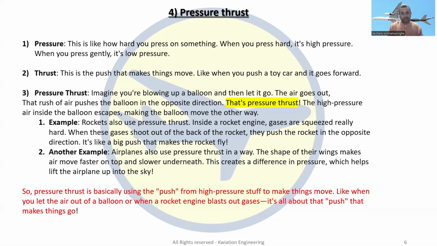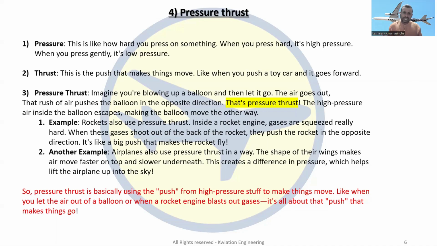So, for example, rockets also use the pressure thrust. Inside the rocket engine, gases are squeezed, compressed really hard. We will talk about this later, like the compression ratio. When these gases shoot out of the back of the rocket, they push the rocket in the opposite direction. It's like a big push that makes the rocket fly.